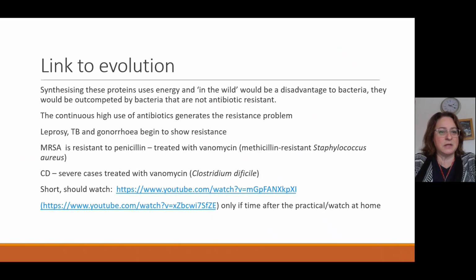Various bacteria, leprosy, tuberculosis, gonorrhea, show resistance in some way. Obviously, MRSA, the methicillin-resistant Staph aureus, that one is a big problem. Hospital superbug, you might know MRSA as well. C.